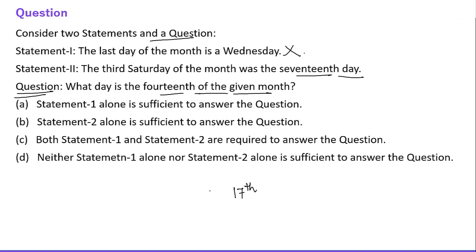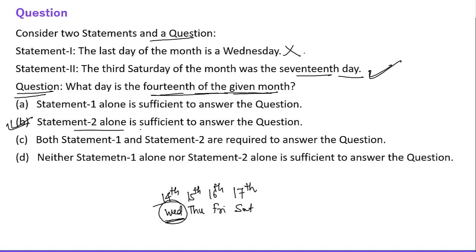So 17th, 16th, 15th, 14th. They are asking what day is the 14th of the given month. So this is Saturday. This is Friday. This is Thursday. This is Wednesday, right? So the answer is Wednesday. On the 14th, there is Wednesday. So the second statement alone is sufficient to answer the question, right? Okay, now let's move to the other one.